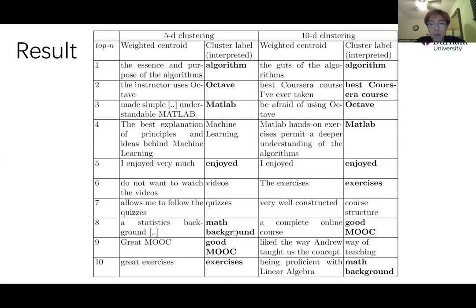For example, this one talks about math background. For the 10D cluster, the central phrase is computed as being proficient with some certain aspect of math, while the 5D clustering talks about a statistics background being needed and probably is ignored. So pretty much similar aspects.